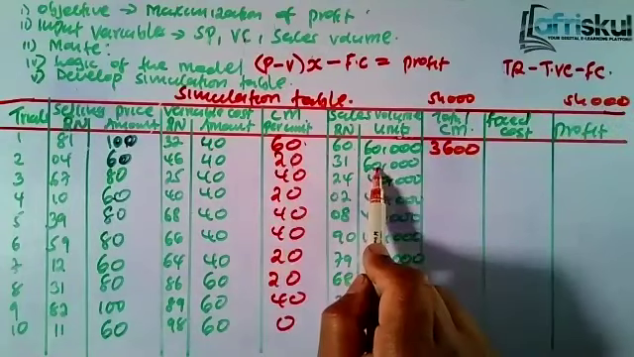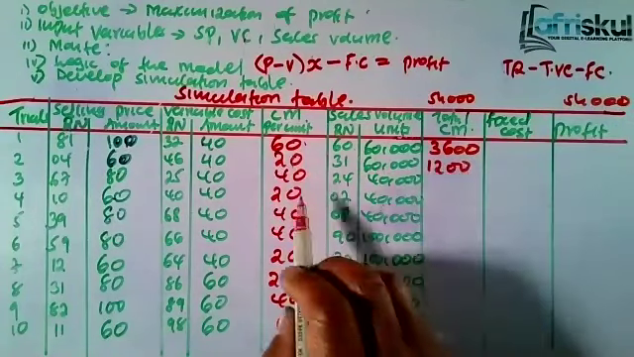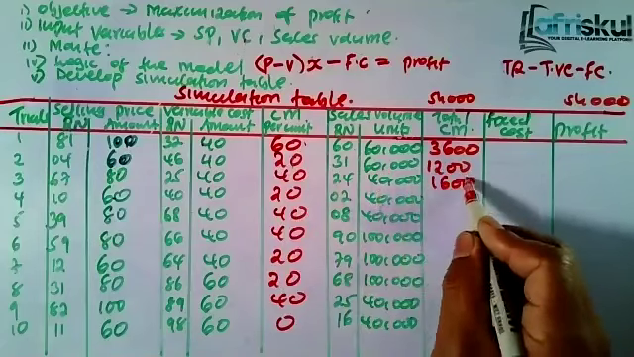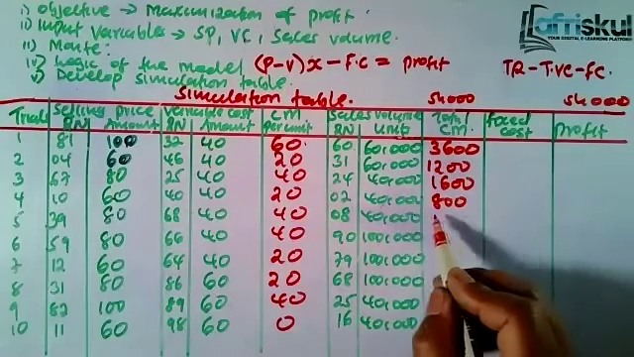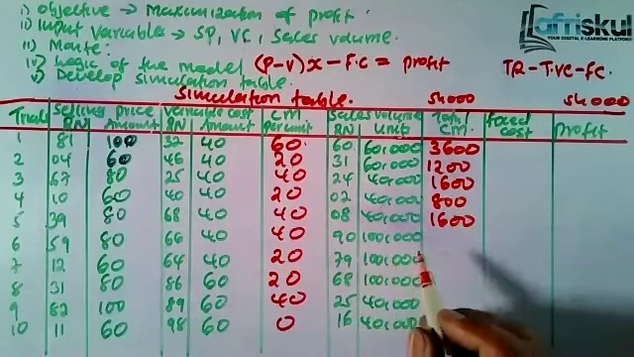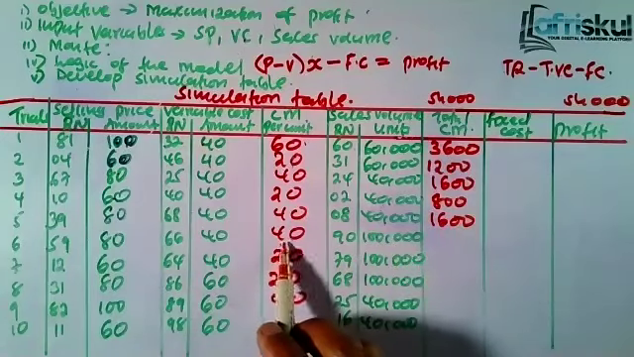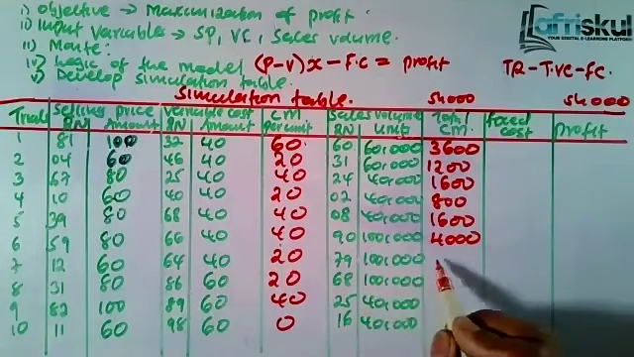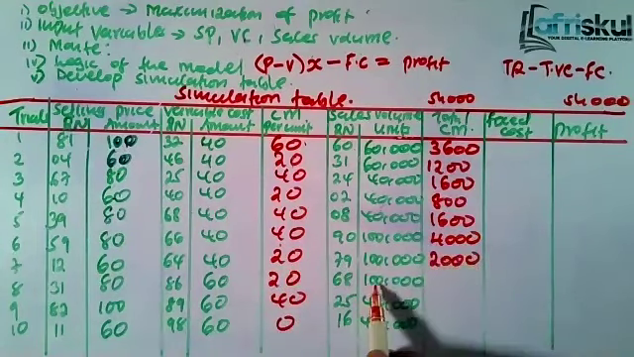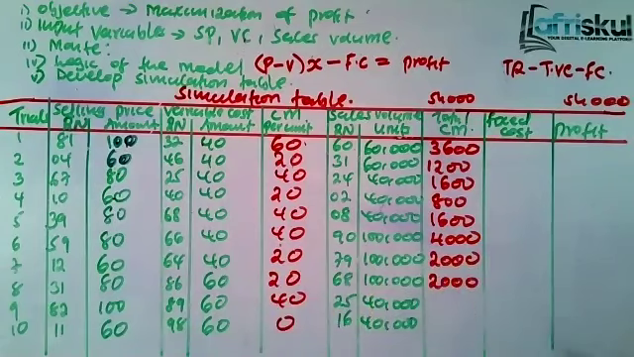Then 20 times 60, that's 1.2 million. 40 times 40, that's 1.6. 20 and 40, that is 800. 40 and 40, that's 1.6. 40 times 100, so this one will be 4, that's 4 million. 20 times that one, you get 2 million. 40 times 40,000, you get 1.6. 0 times 40, you get 0. Now that's the total contribution margin.